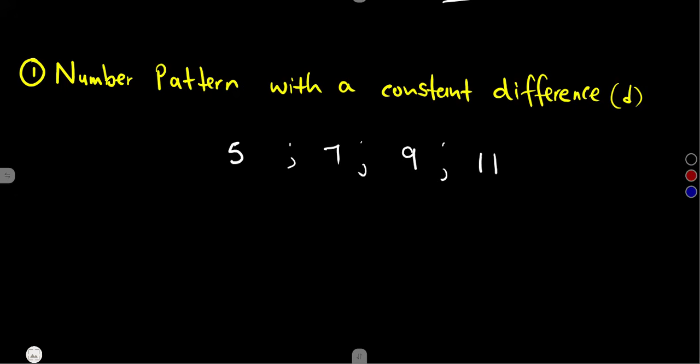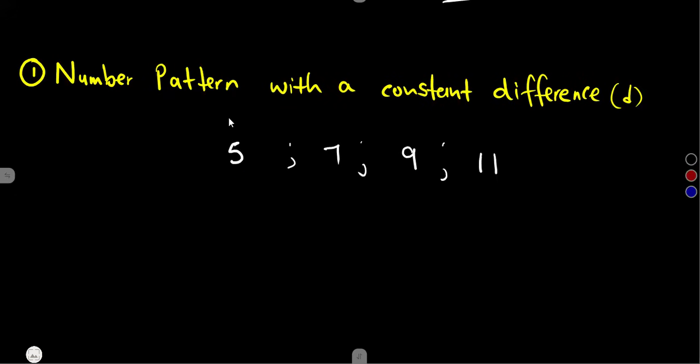So we have to ask ourselves, what is happening here? I want you to see, if you check from 5 to 7, there is a difference of 2. From 7 to 9, there's a difference of 2 again.